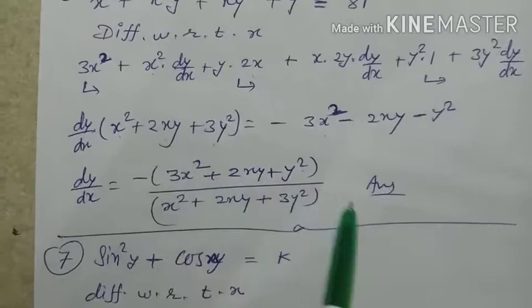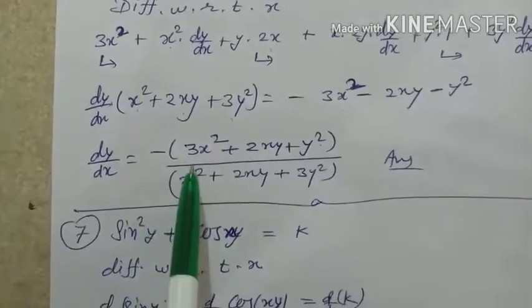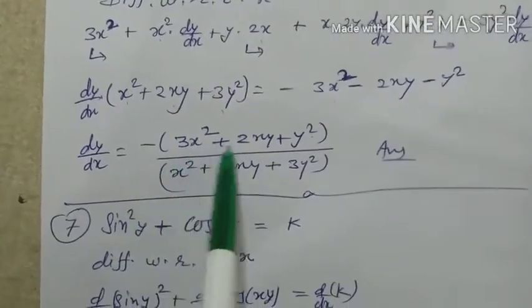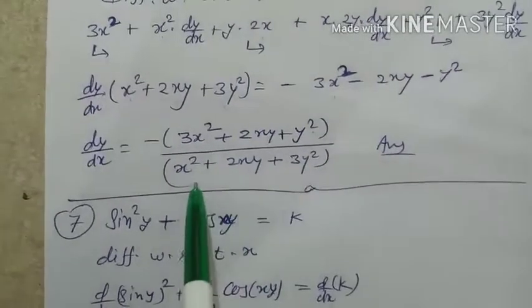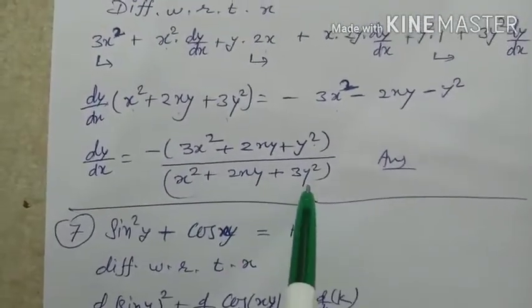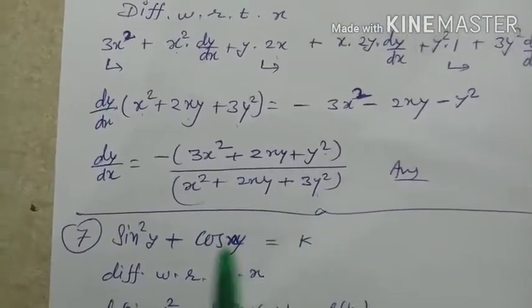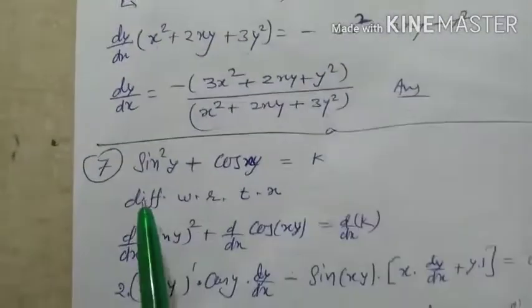Now throw this bracket into right side, so dy upon dx is with minus sign 3x square plus 2xy plus y square upon x square plus 2xy plus 3y square. This is the answer. Now next question number 7.